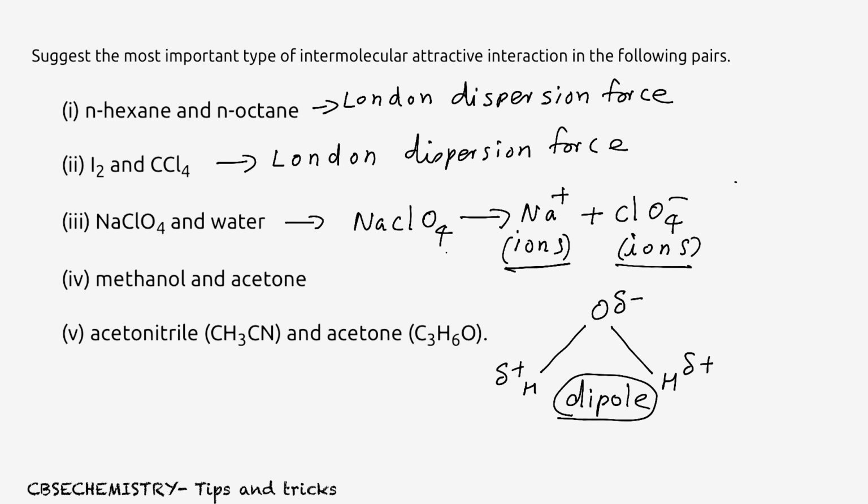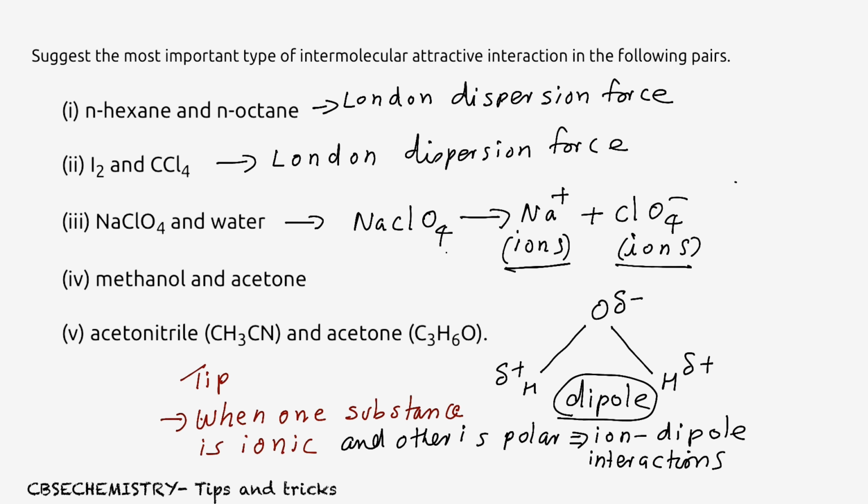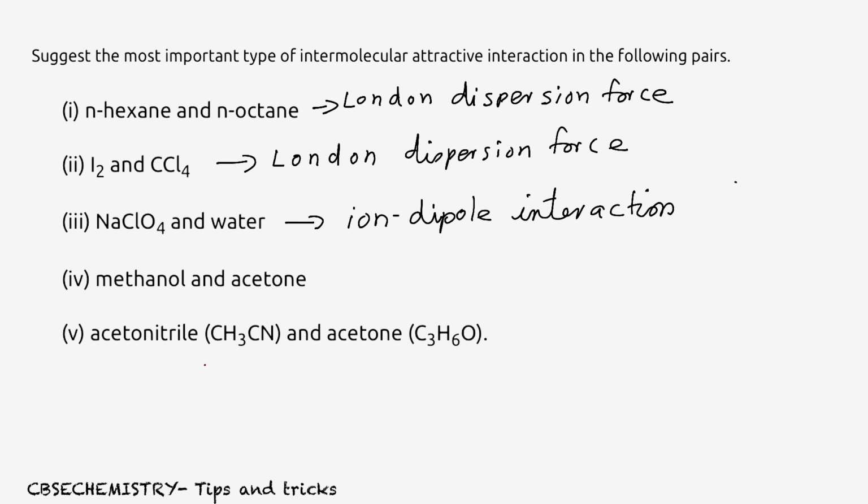So if ions are present, if dipole is there, then the type of interaction is ion-dipole interaction or ion-dipole force. Remember that. Remember this key tip. When one substance is ionic and the other is polar, then the type of interaction is ion-dipole interaction. Next one is methanol and acetone.